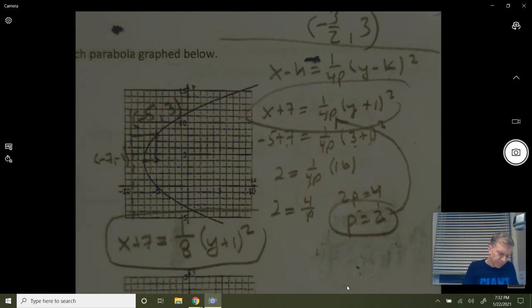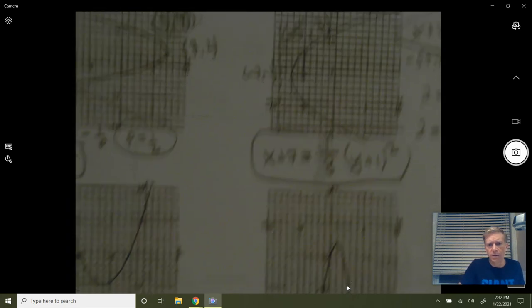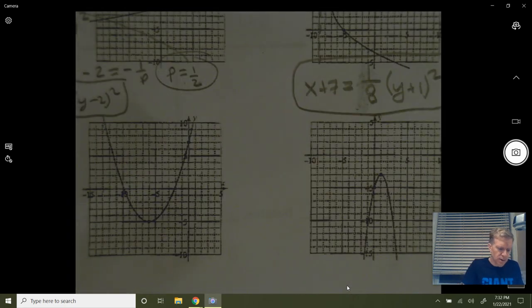Okay, I'm not going to do the last two. I'll do them and I'll put them in the solutions in the answer key that I post. But I think I've talked long enough.